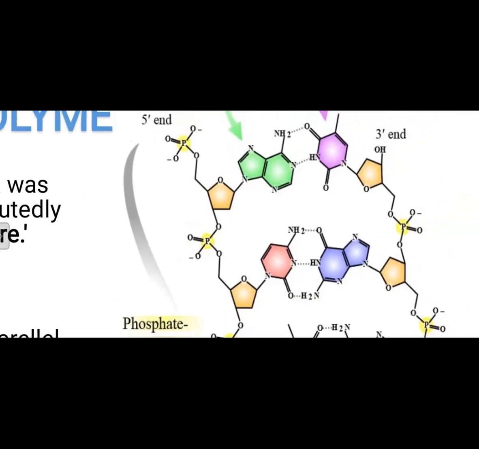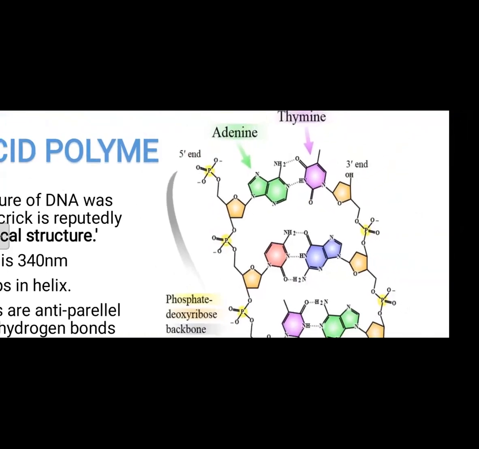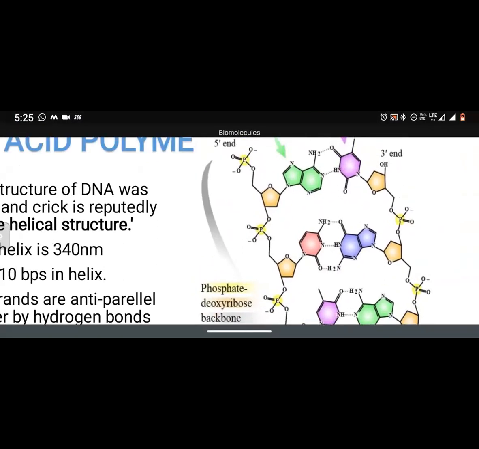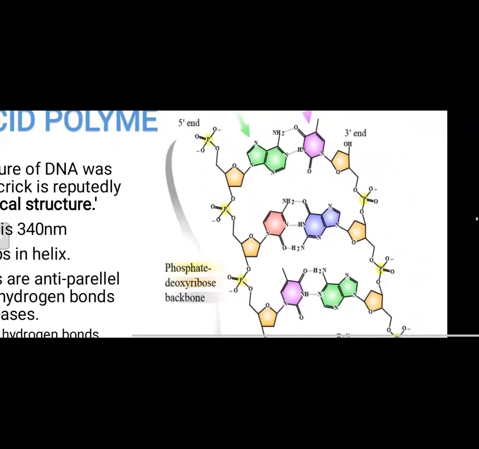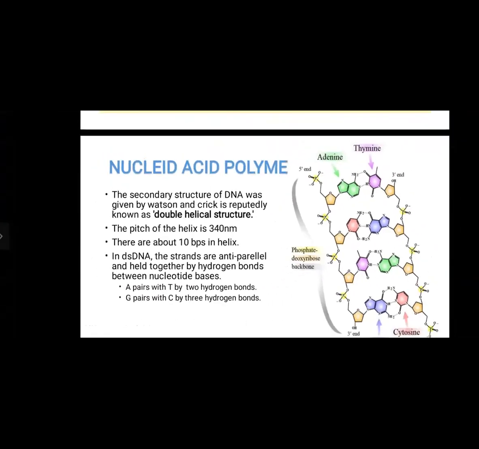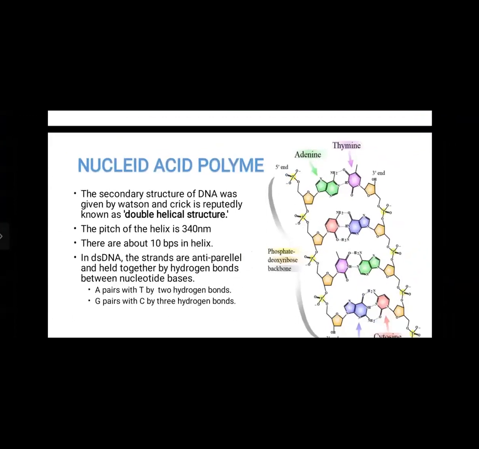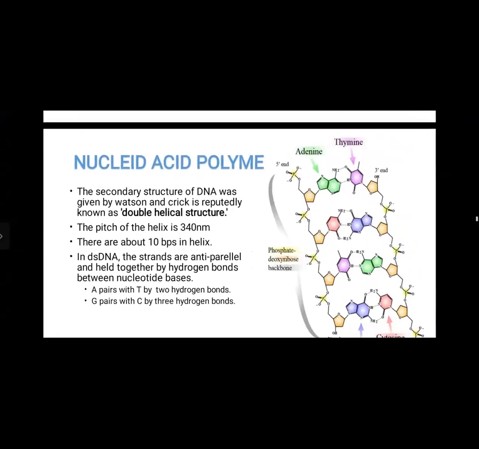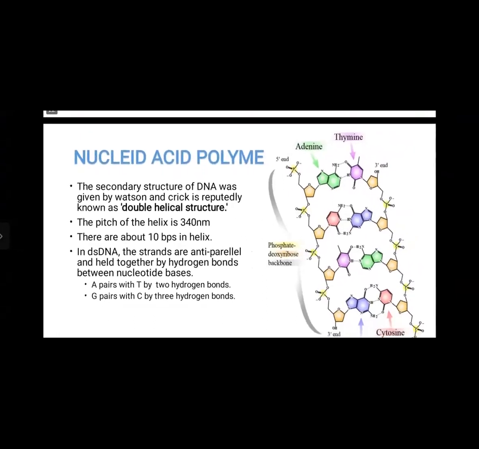This is how the long chain of polymer, the nucleotide polymer, is formed. One chain will run in the 5' to 3' direction, and another chain will run in the 3' to 5' direction. So if we look at the 2 chains, one is 5' to 3' and the other is the reverse, 3' to 5'. So the 2 chains are anti-parallel. The 2 chains of the double helical DNA structure are anti-parallel in nature.